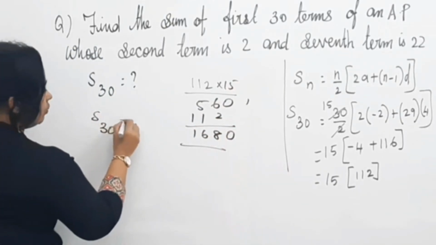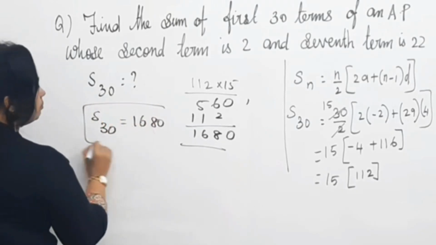So my S30 is equal to 1680. As simple as that.